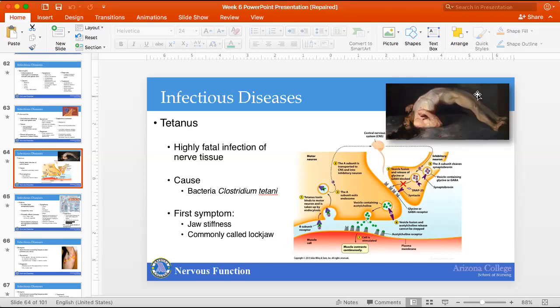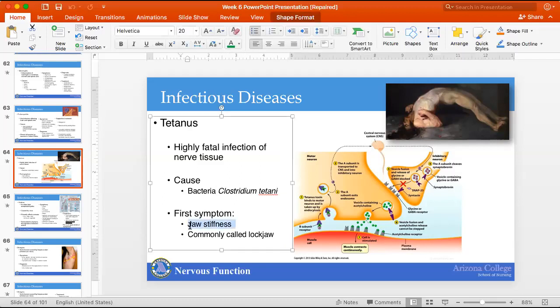You see, it's extremely painful, very fatal. A first symptom would be jaw stiffness, and then commonly called lockjaw. So if you ever heard that term before, this is what it's referring to.